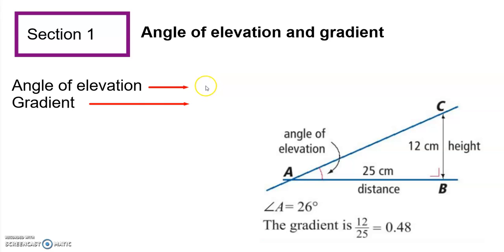So first, the angle of elevation. In Dutch we call this de hellingshoek. And we're also going to take a look at gradient. In Dutch, hellingsgetal.